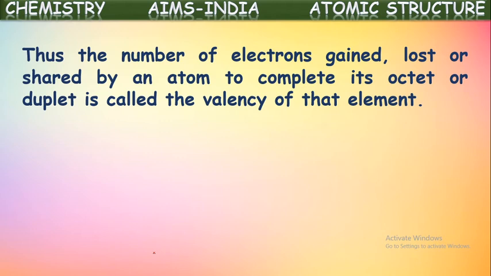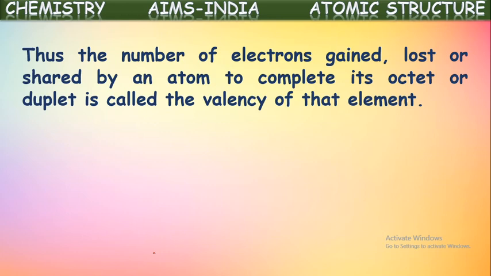We can define it like this: the number of electrons gained, lost, or shared by an atom to complete its octet or duplet is called its valency. The valency of that element. Elements which do not have 8 electrons in the outermost shell will try to either gain, lose, or share electrons so that they get the octet configuration. The number of electrons gained, lost, or shared by an atom to become stable is called its valency, which is also called its combining capacity.